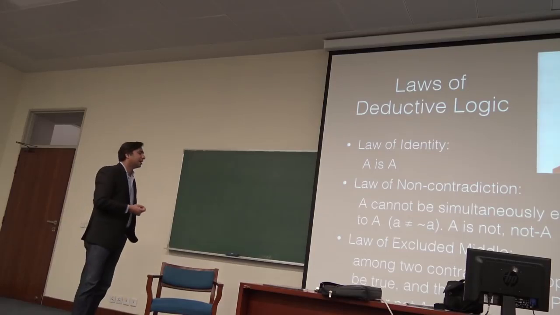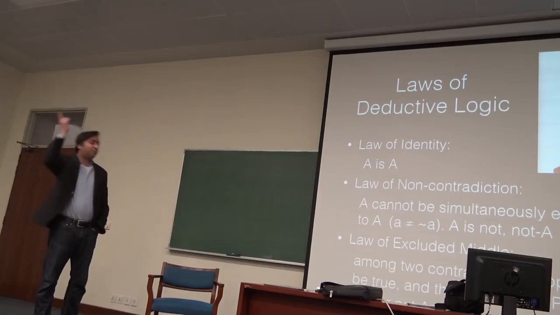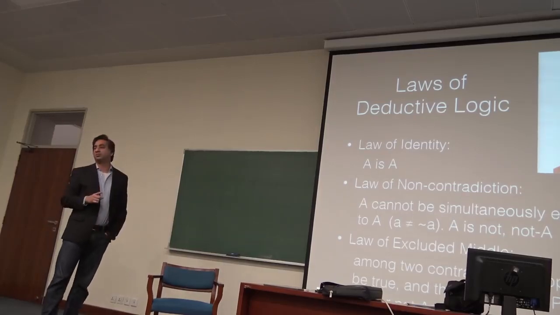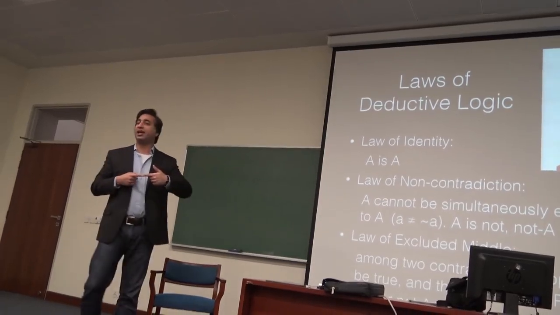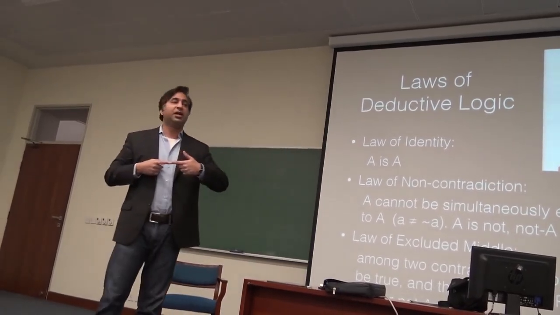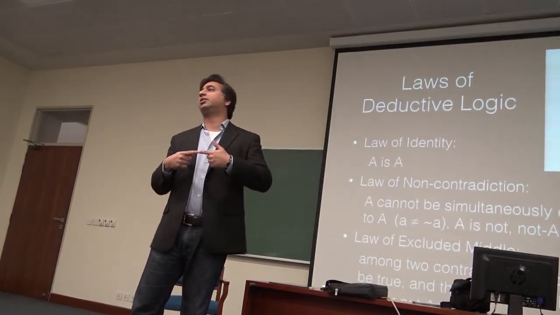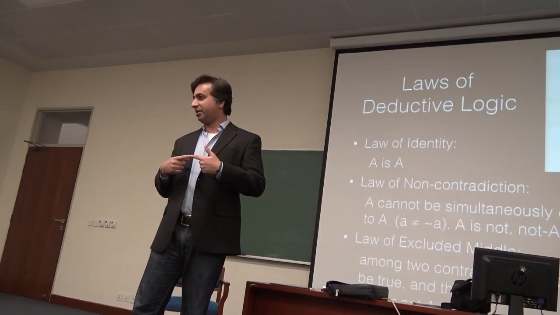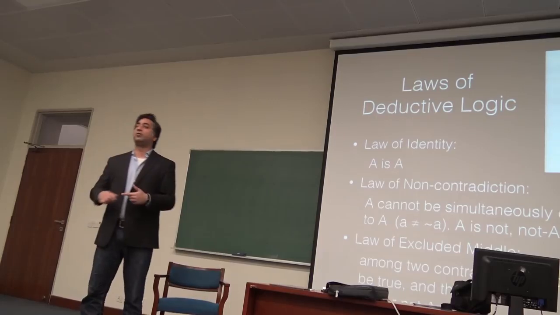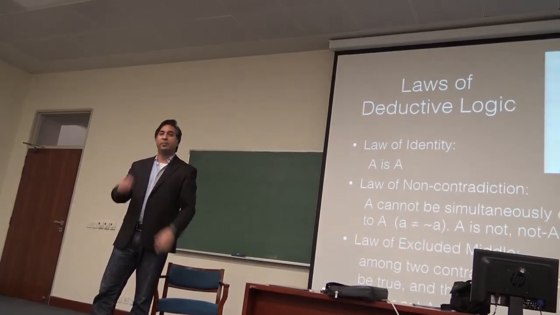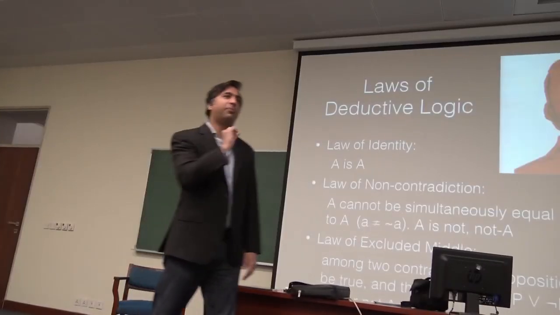And finally, he comes up with the law of the excluded middle. Among two contradictory propositions, one must be true and the other must be false. So if they're exactly the opposite of each other, it's raining and it's not raining, it's day and it's not day, it's day and it's night, then it has to be the case that either one or the other is true. Right? There's no third possibility. So that's why we call it the law of the excluded middle, the law of the excluded third. There's no third possibility between two truly dialectically opposite hypotheses.